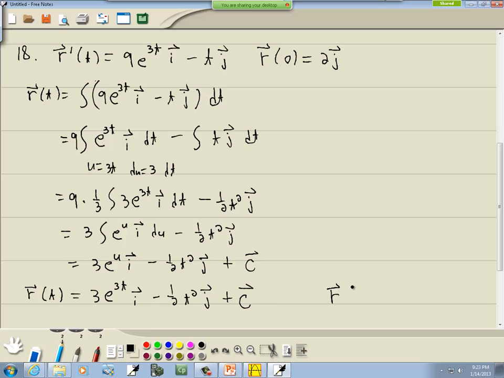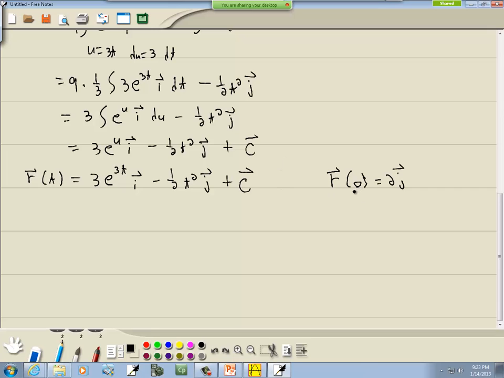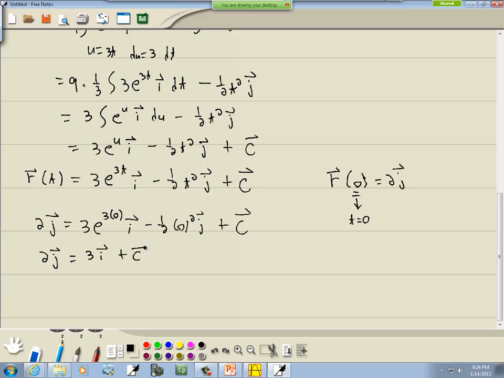Now we said that r of 0 is equal to 2j. What does that mean? Well, this is saying right here, this is 0 and here is t. So we're going to plug 0 in for t. And if we do that, then this side is going to equal 2j. So we're going to have 2j over on this side, and we put 0 in for the t here. So we've got 3e to the 3 times 0 i minus 1/2 times 0 squared j plus c. So we've got 2j equals 3 times 0 is 0, e to the 0 is 1, so this gives us 3i. 0 squared is 0 times 1/2 is 0, so all that drops away, plus c.